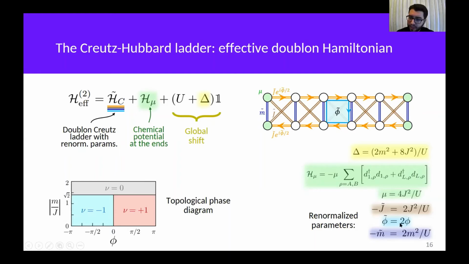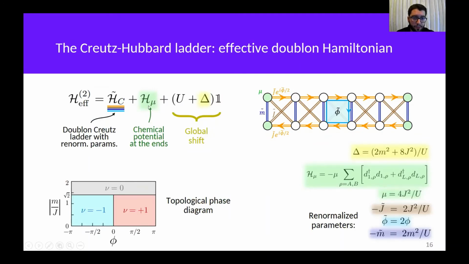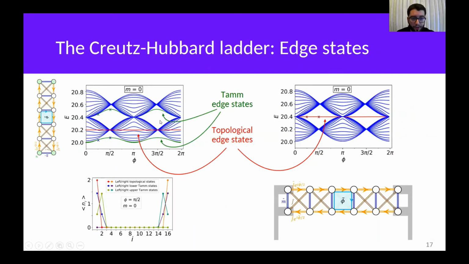Among these renormalized parameters, we can see, for example, that the magnetic field is twice the original one, and that's because the charge of the doublon is twice the charge of the single particle. And the bulk topological phase diagram looks like this, which is very similar to the single-particle one. But this chemical potential breaks the bulk-boundary correspondence.